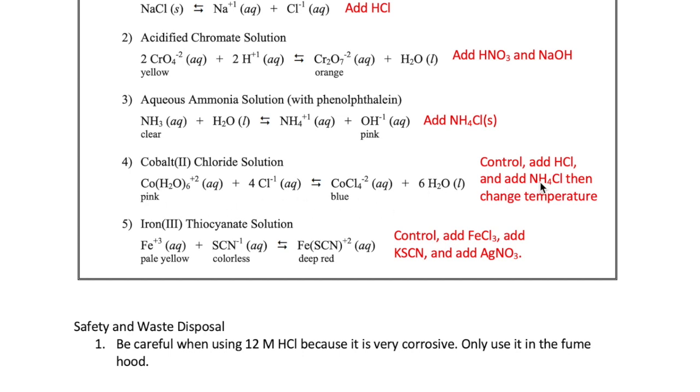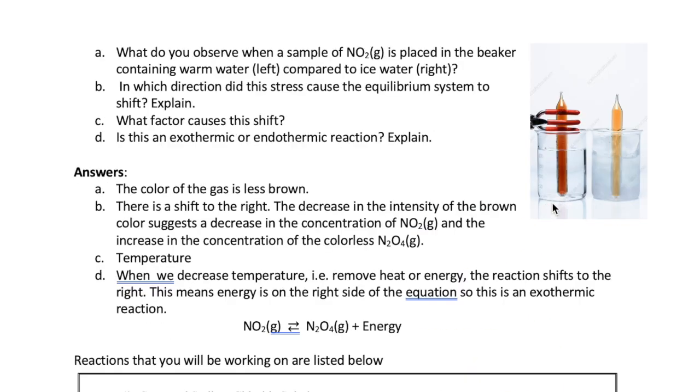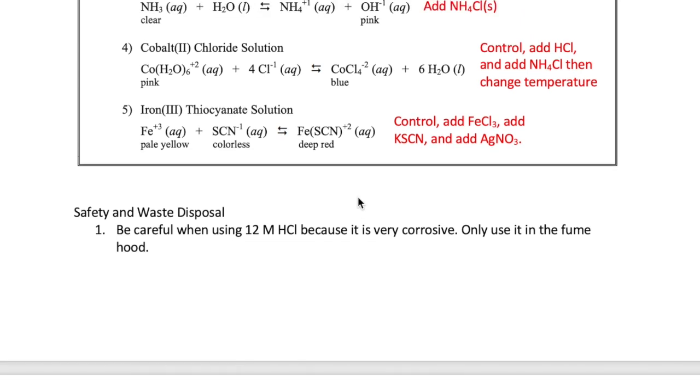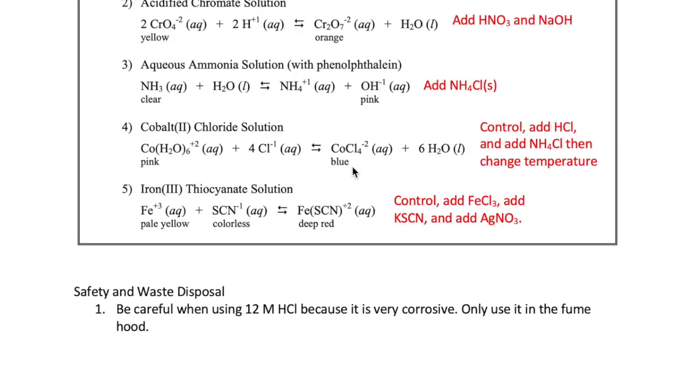To that third one, once you add the ammonium chloride, you're also going to do a temperature change. So you're going to heat it up and then cool it down, very similar to what was done to this sample right here. You're going to put it in warm water and then afterwards in ice water. And you try to see, as you do those things, whether it's shifting towards the blue side or the pink side. The last system is this iron thiocyanate complex.